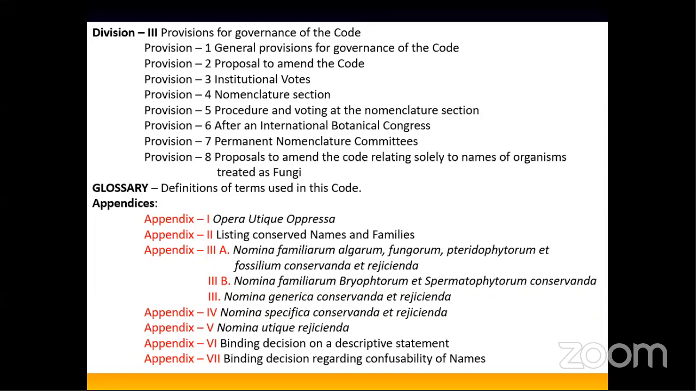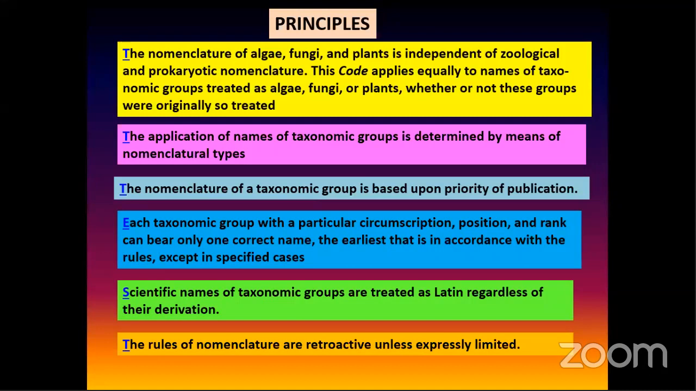So next slide. Next, we are going to see the principles. All these six principles were also explained yesterday by Professor Vatsalya Raju, and they have been very stable over the last many conferences, many IBCs. Only the first principle is somewhat rephrased in the last, the Shenzhen Code. The second sentence: this Code applies equally to names of taxonomic groups treated as algae, fungi, or plants, whether or not these groups were originally so treated. So this is only added, and everything else was there before.